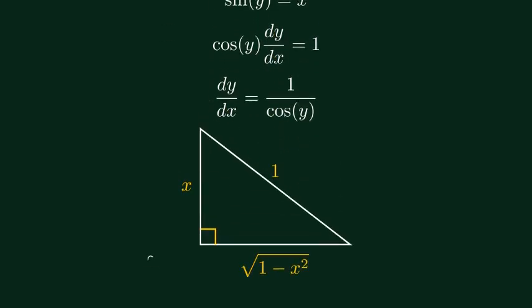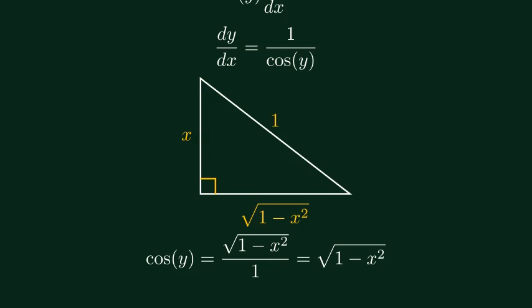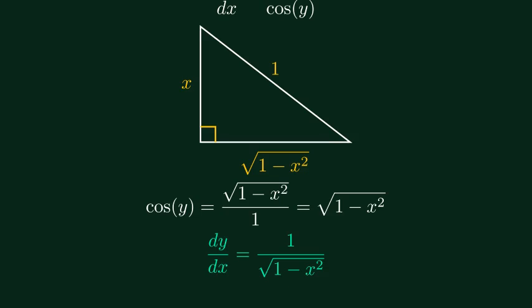To replace cosine of y, we use a right triangle. Since sine of y is x over 1, the opposite side is x, and the hypotenuse is 1. The adjacent side is the square root of 1 minus x squared. So cosine of y equals the square root of 1 minus x squared. So the final derivative is 1 over the square root of 1 minus x squared.